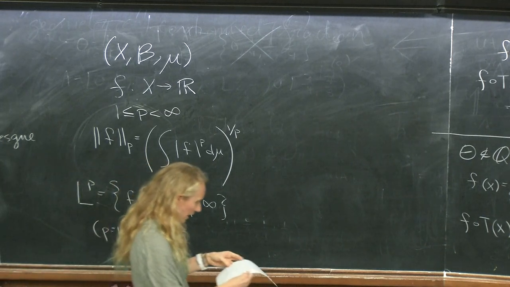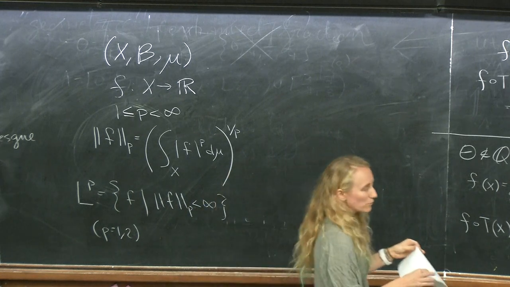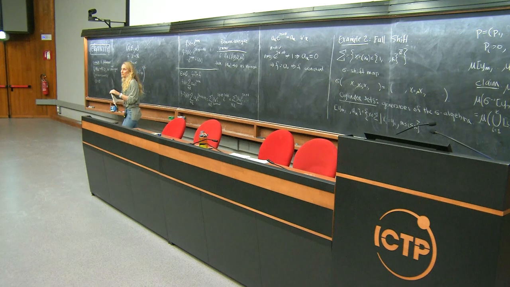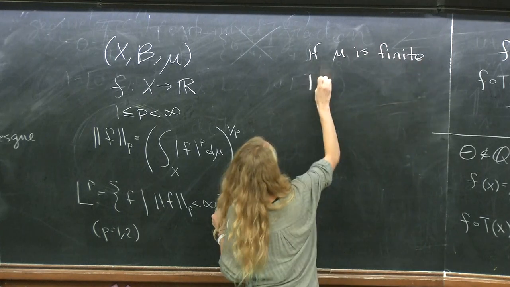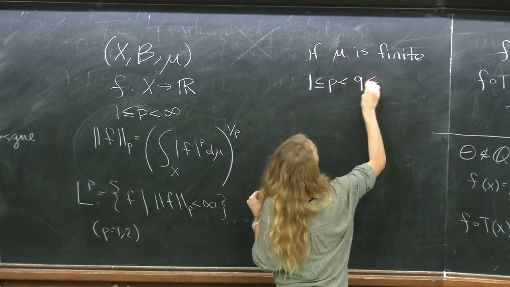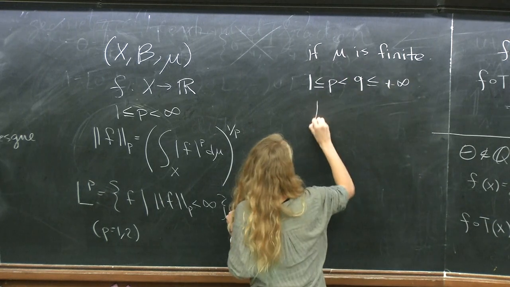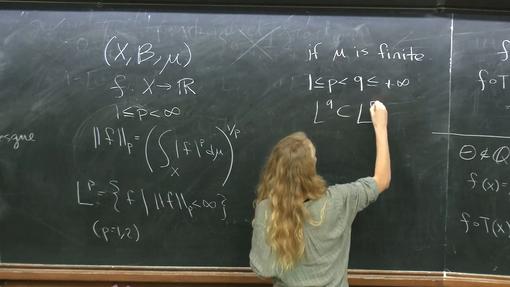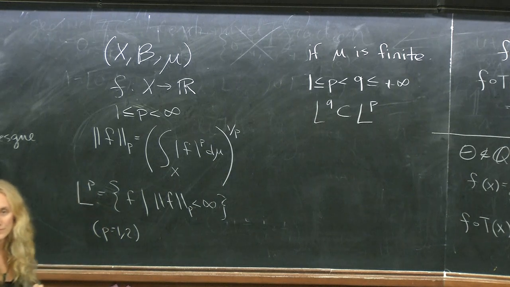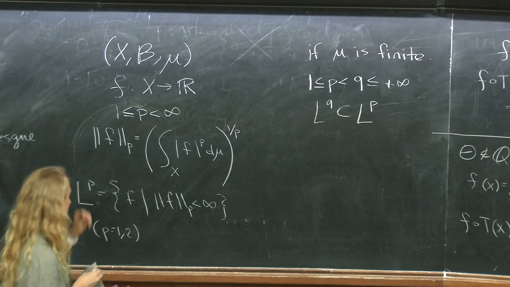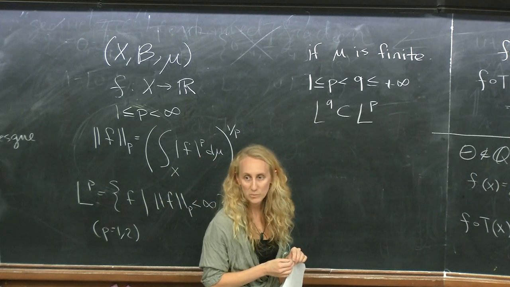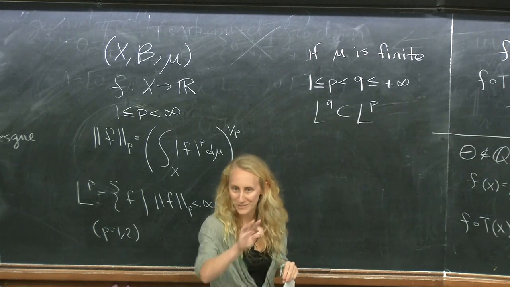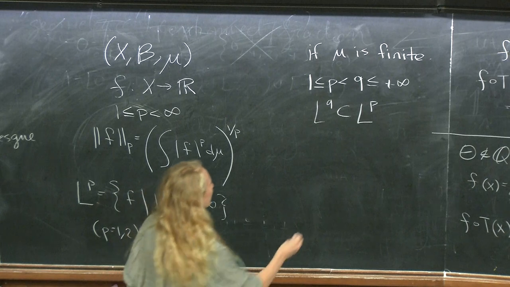One thing I think that's important. Well, these are vector spaces. And one nice property that we have, because we're dealing with probability measures, so if mu is finite, then for 1 less than or equal to p less than q less than or equal to infinity, LQ is contained in LP. We have containment, so this is nice for us. Okay. Want a proof of this? Are you happy? No. Okay. Okay, that's all. So those are LP functions.